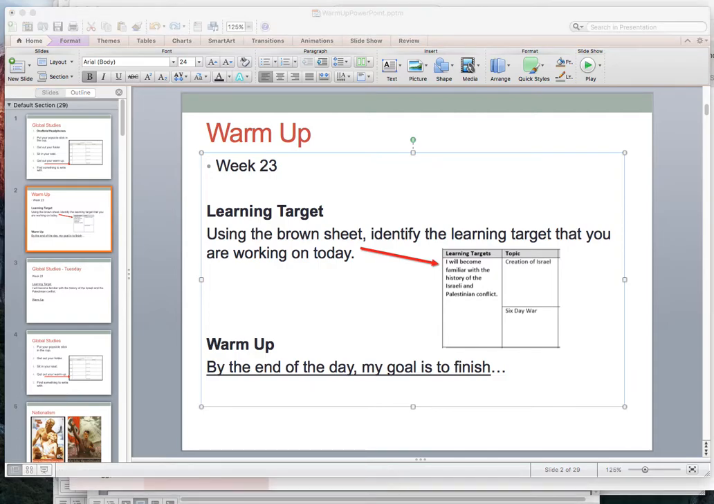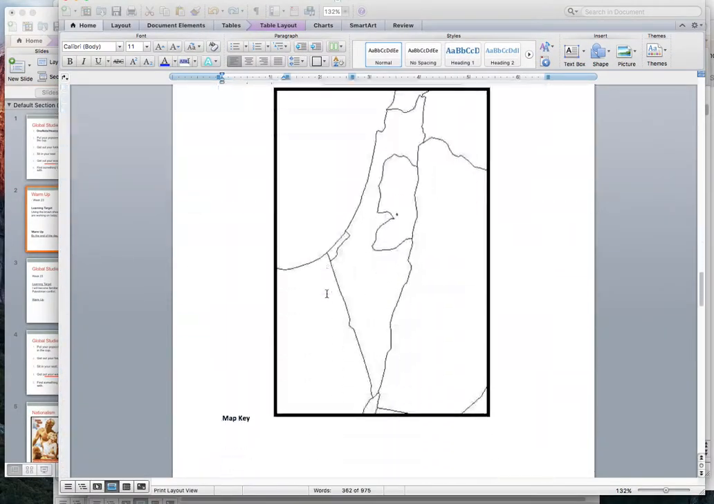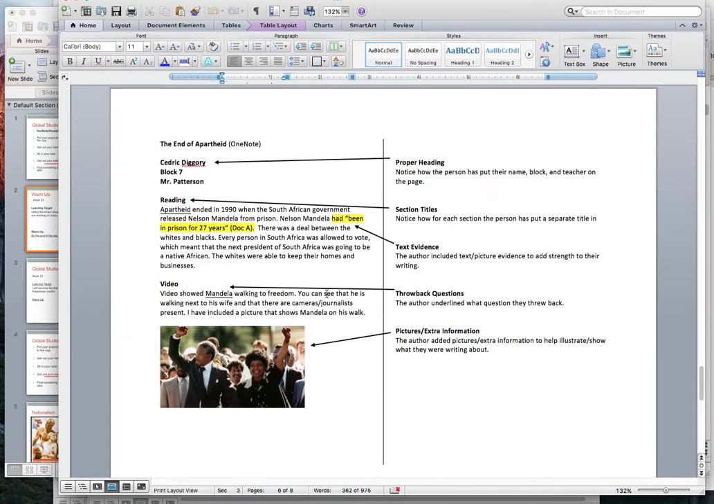So, a couple other things. Up on the board, you'll see an example of a page that's already completed and done. So this would be an example. This part on this left side could be something that, if I asked you to create a page in OneNote for the end of apartheid, this is what I would need to see.